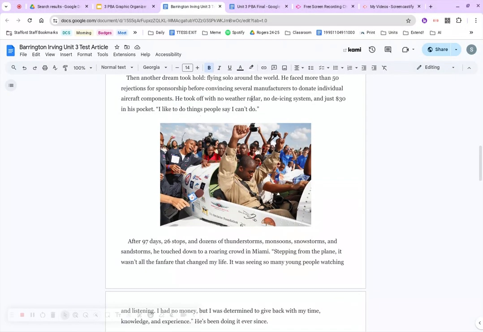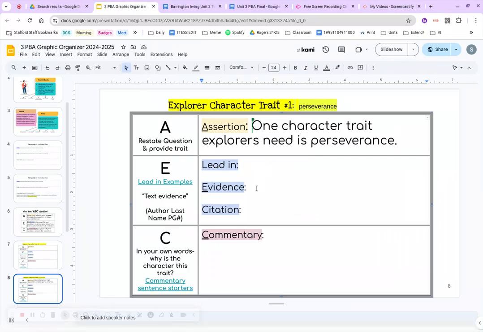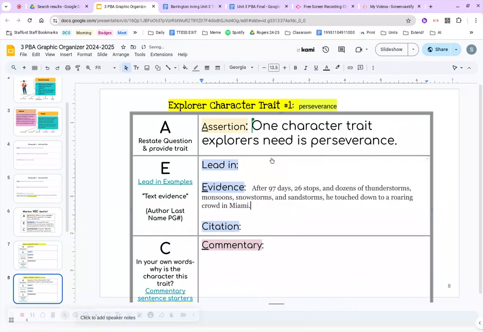It says he took off with no weather radar, no de-icing systems, and just $30 in his pocket. And then the next sentence says, after 97 days, 26 stops, and dozens of thunderstorms, monsoons, snowstorms, and sandstorms, he touched down to a roaring crowd in Miami. So this shows that he went through quite a bit on this journey, but also that he kept going. He finished it because it says he eventually touched down. So I think that shows him using perseverance. So I'm going to copy this sentence, and then I'm going to paste it in my evidence spot.